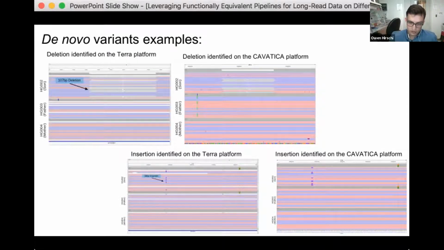This is to say that while we do have count differences between the two platforms, there were a large number of shared de novo events we were able to resubstantiate, and for most variants, we were able to call the exact same breakpoint and length of variant.